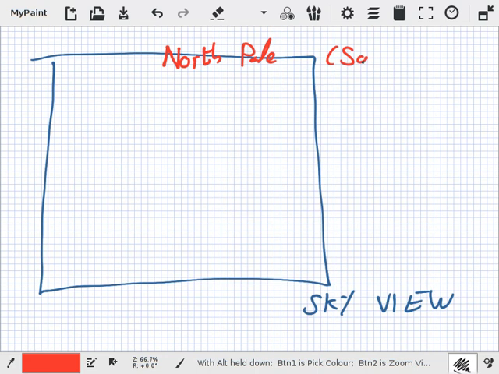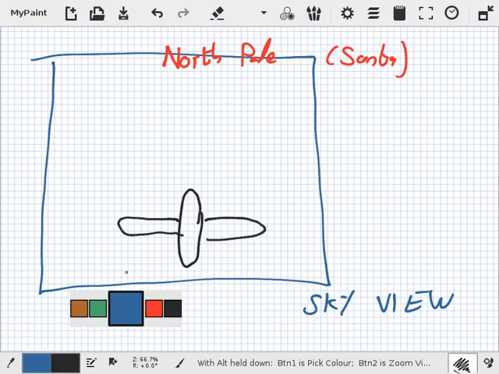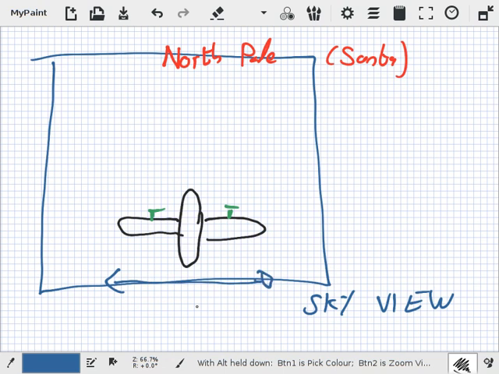Where Santa lives. Okay, and here is our plane. Air Force One, indeed. And the distance, okay, look, I'll even put on the little, there. The distance from here to here is 60 meters. And the climbing speed is 250.